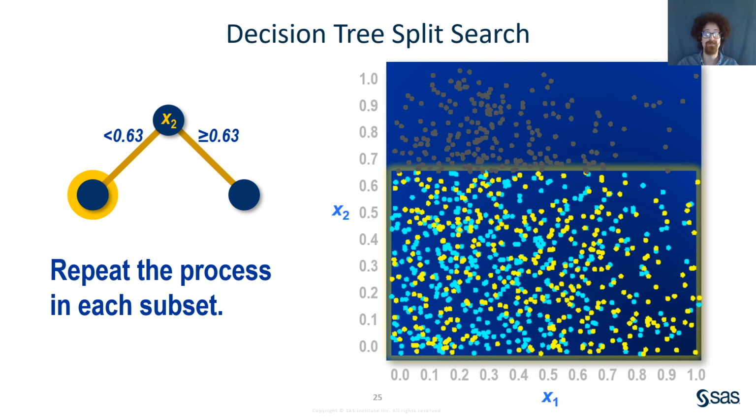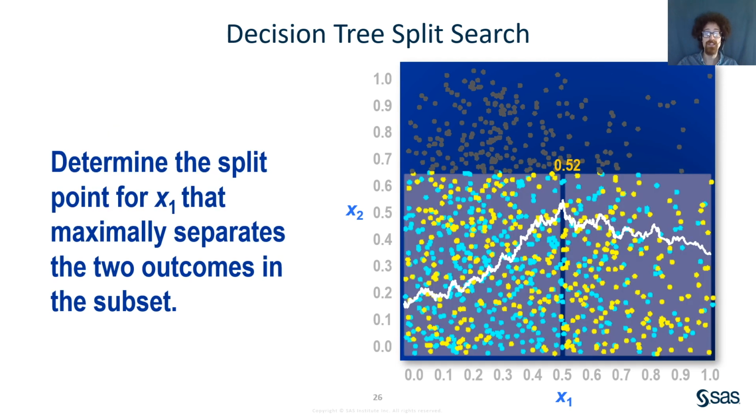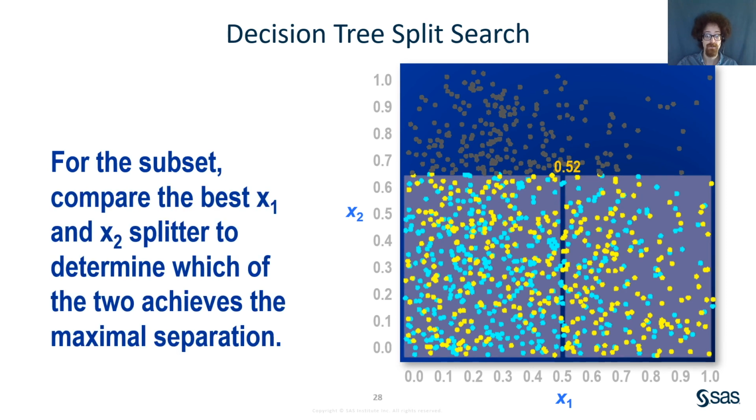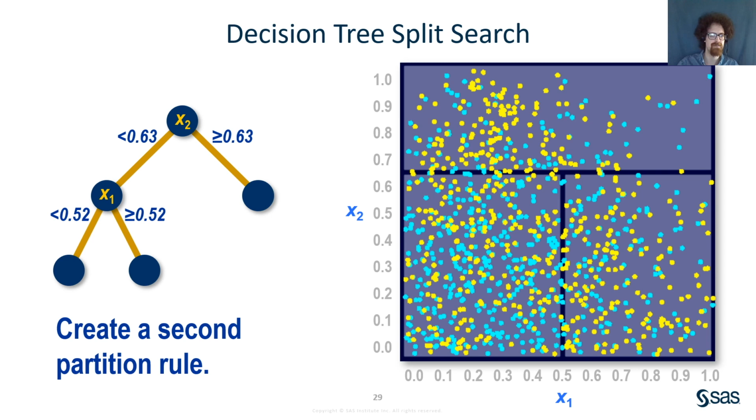So now we repeat the process for each subset on each side of the initial split. Determine the split point for x1 that maximally separates the 2 outcomes in this bottom subset, so values of x2 less than 0.63. Repeat the process for the x2 input in the subset. And for the subset, compare the best x1 and the best x2 splits to determine which of the 2 achieves the maximal separation. In this case, it was the split on x1. The data in the subset area is then split again based on the second rule. The process repeats in each leaf until there are no more splits that meet a minimal measure of effective separation.